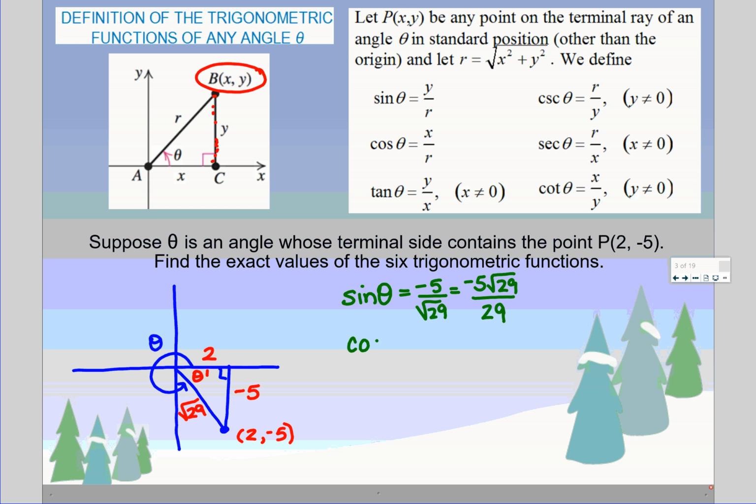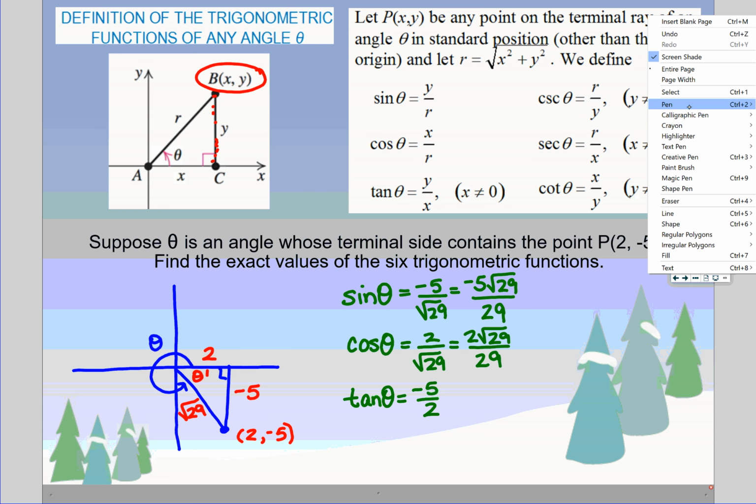Cosine is adjacent over hypotenuse, or x over r. 2 over rad 29, or 2 rad 29 over 29. Tangent, opposite over adjacent, or y over x. -5 over 2, and that one does not need rationalized.